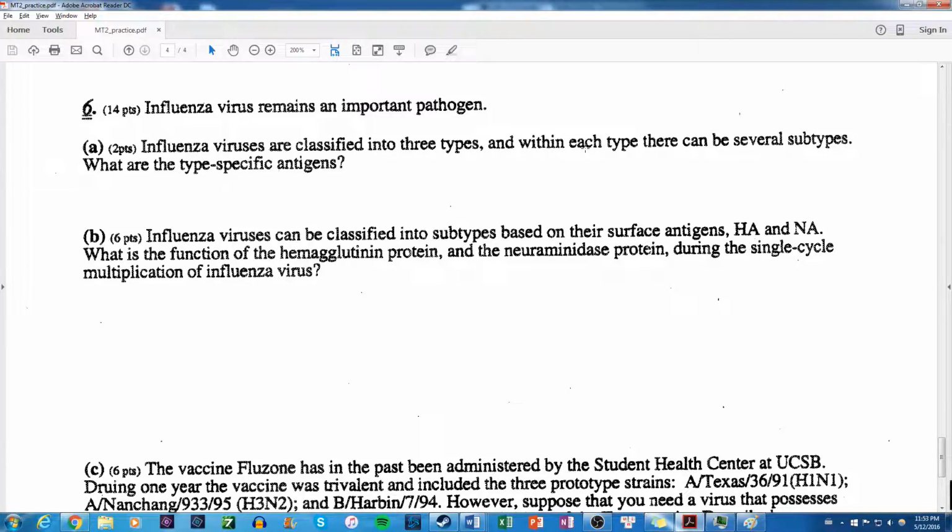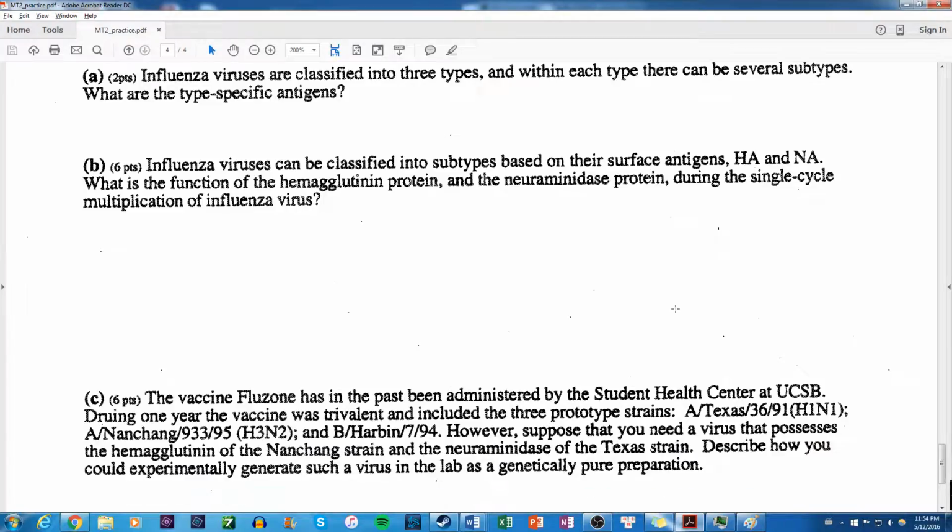And then those classifications, the A, B, and C, have their own sub-classifications. And it is here that we then look at the hemagglutinin and the neuraminidase. So that's how you would answer that question. You put down NP and M first, and then subtypes of those main 3 influenza groups would be classified by HA or NA.